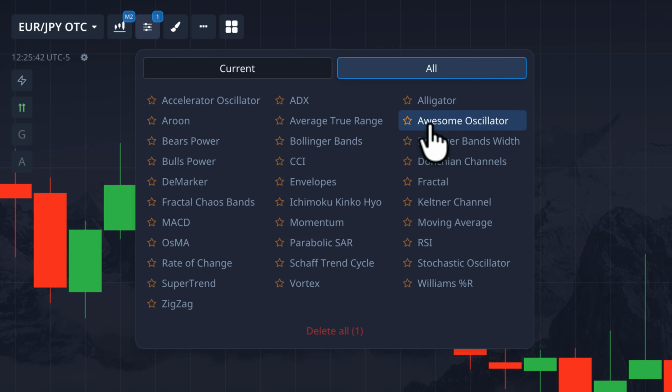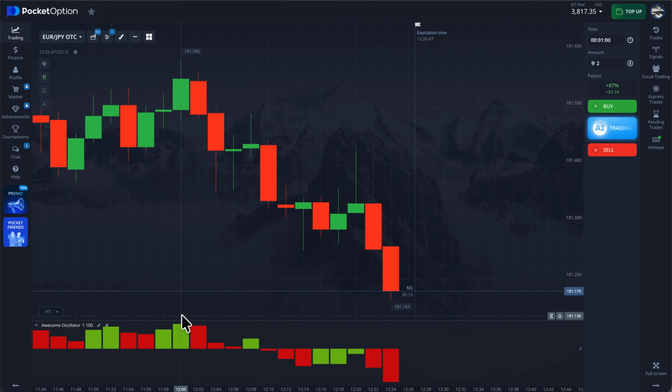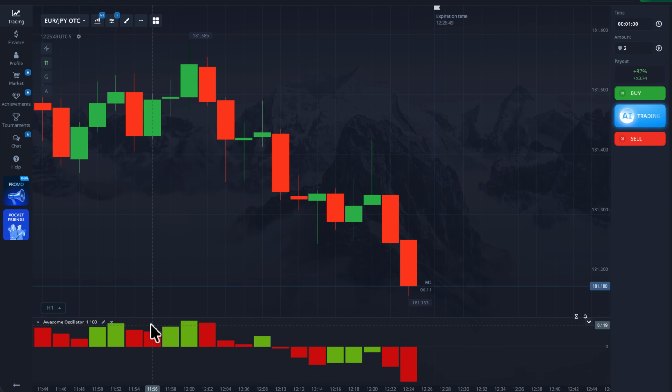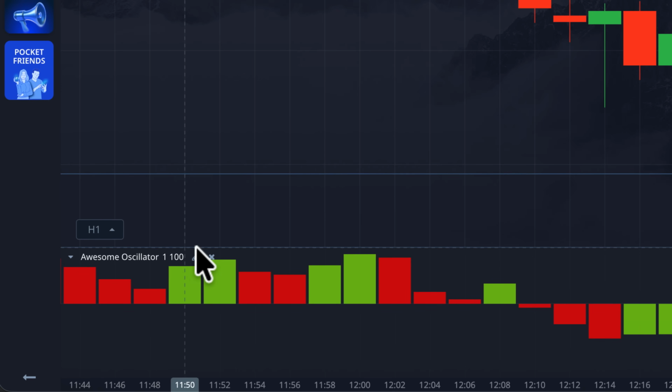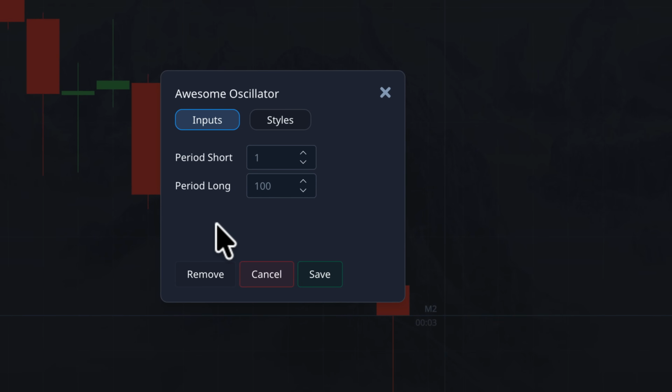Now, up here on the indicators menu, to get the Awesome Oscillator, it's right over here towards the right side, Awesome Oscillator. Go ahead and click that one time and that'll make it appear at the bottom of the chart. Now, there are some settings, okay? Click on the little pencil icon right there to bring up the settings for this indicator. The short period is going to be 1 and the long period is going to be 100.